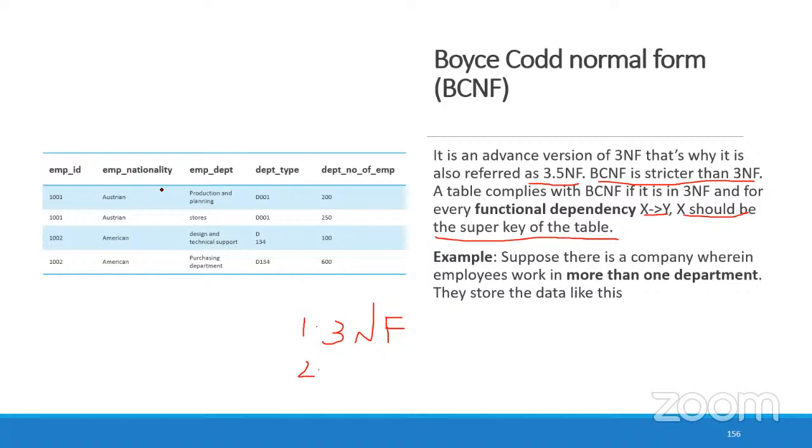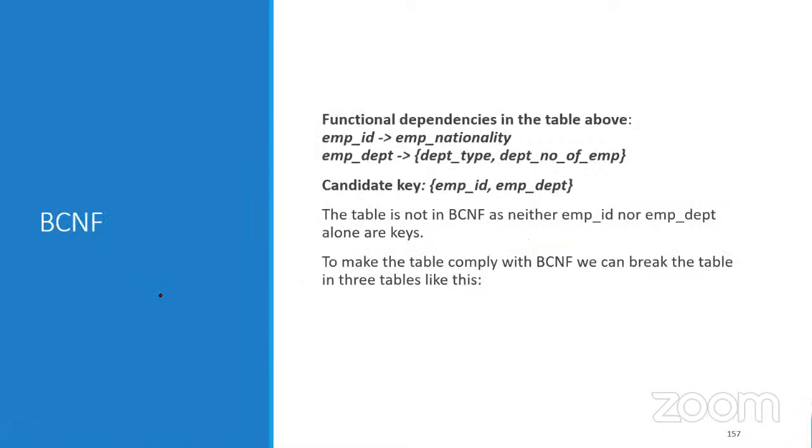That means there are multiple candidate keys. That means it allows multiple candidate keys. So the determinant may be a composite key, where we are using a combination of two or three attributes. From this example you can see there is a company where employees work in more than one department. They store the data like this.